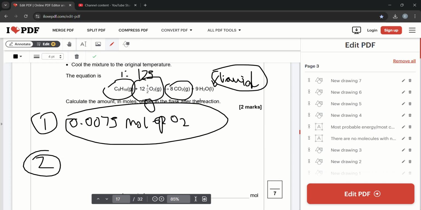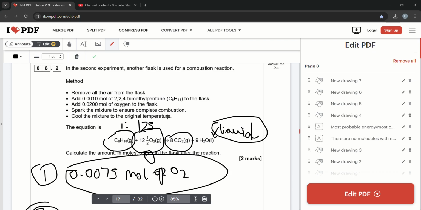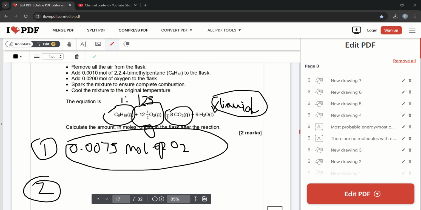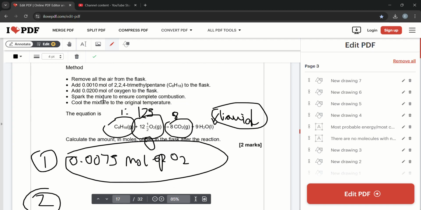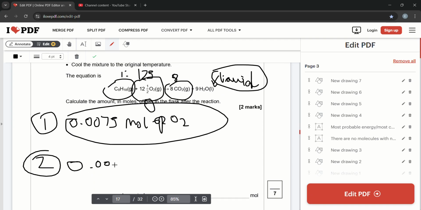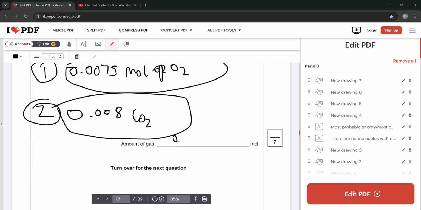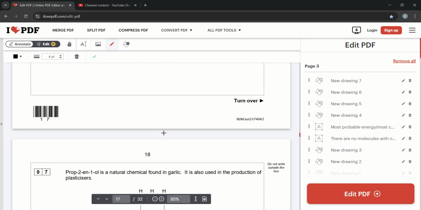Now we want to find the moles of CO2. The moles of CO2 is going to be a 1 to 8 ratio. So it's 0.0010 times 8, which will give me 0.008 of CO2. So we've got O2 and CO2 in the flask after reaction, 0.0075 plus 0.008, 0.0155 moles. And that is the end of question 6.